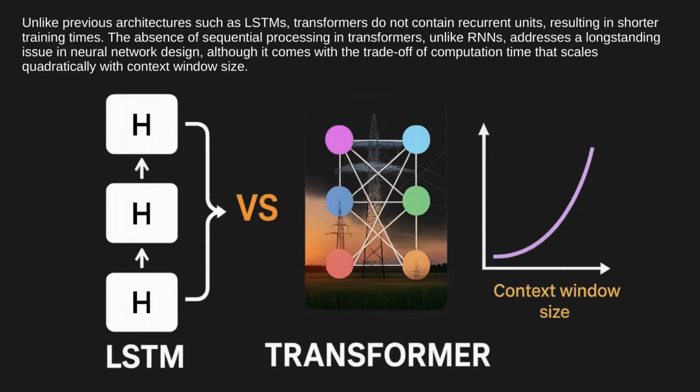Unlike previous architectures such as LSTMs, transformers do not contain recurrent units, resulting in shorter training times. The absence of sequential processing in transformers, unlike RNNs, addresses a long-standing issue in neural network design, although it comes with the trade-off of computation time that scales quadratically with context window size.